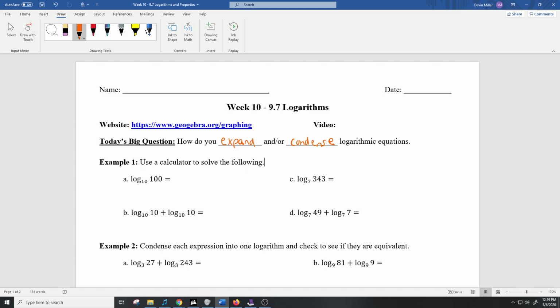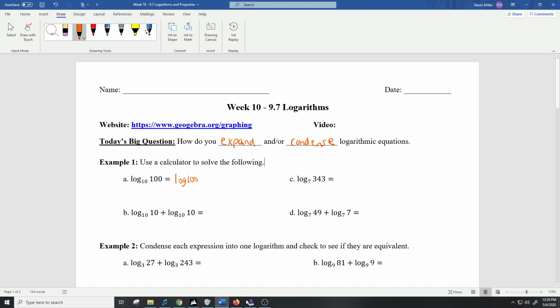So let's look at part A. Log base 10 of 100. I don't know if you remember, but log base 10 is the same thing as writing log of 100. Remember, you don't have to put the base 10 there, but either case, you can do it. It doesn't matter. So log base 10 of 100 is the same thing as log of 100.